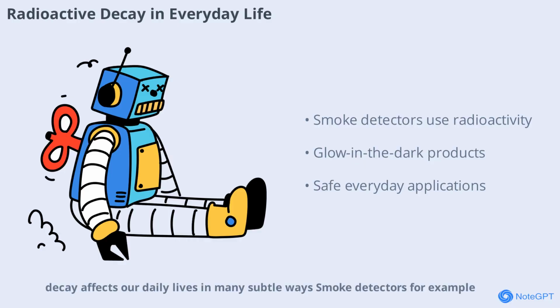Smoke detectors, for example, use a small amount of americium-241, a radioactive isotope, to detect smoke particles. Some glow-in-the-dark watches and emergency exit signs also rely on radioactive materials. These everyday uses show how radioactivity can be harnessed safely for practical benefits.